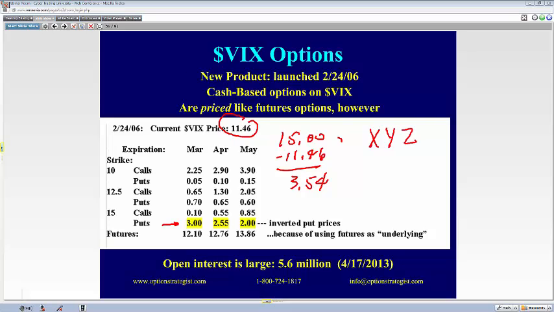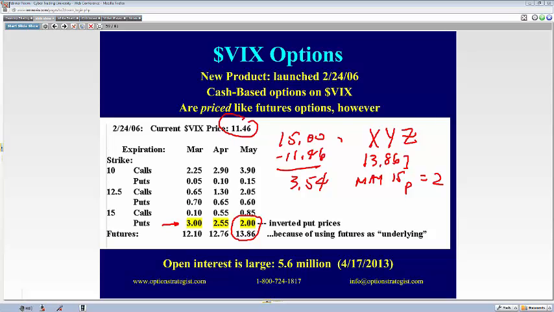Suppose we had some stock XYZ, and XYZ was trading at $13.86. And I told you that a May 15 put was trading at 2. Well, that's pretty normal. It's $1.14 in the money if you figure out parity. So it's trading well above parity, and everything seems pretty much the same here. So that's exactly what's going on here. At this time, when this option was placed at 2, the futures were trading at 13.86. And so the option is priced off the futures, not off VIX.